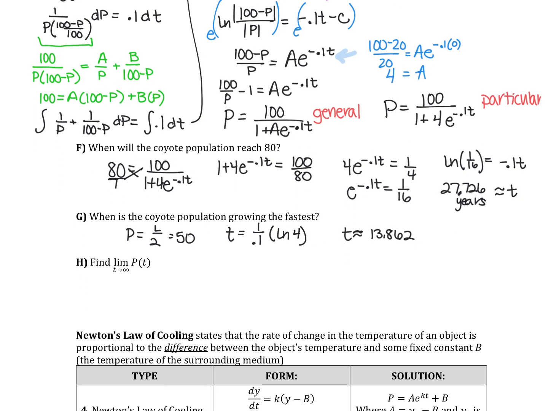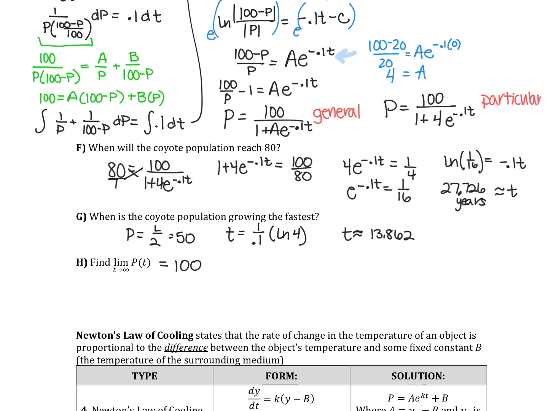Okay, and what about this last question? Find the limit as t approaches infinity of this function P of t. What did you get? This should be easy because it's the carrying capacity. The limit as we go towards infinity, it can never be more than that carrying capacity. So that L value that we have would be the limit as t approaches infinity of this function. So it's 100.